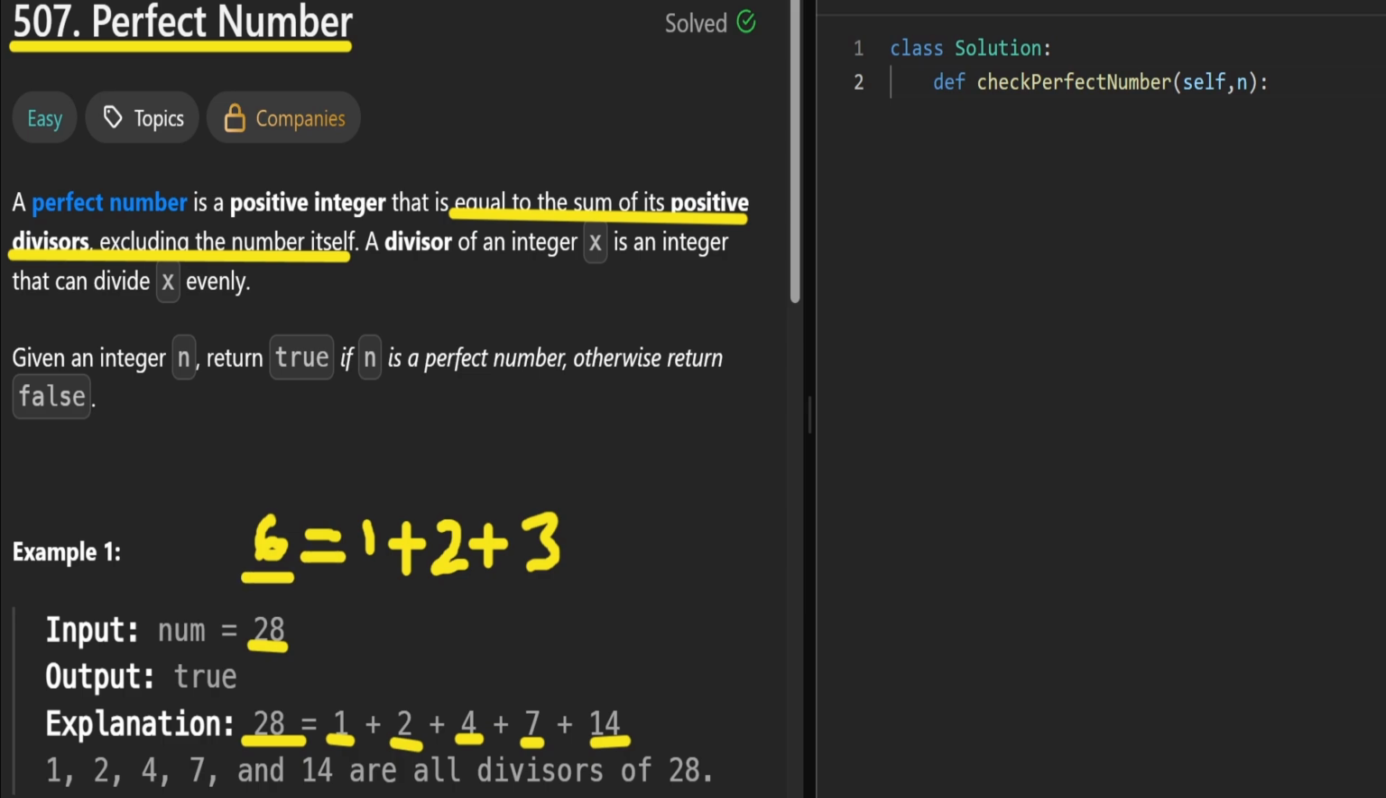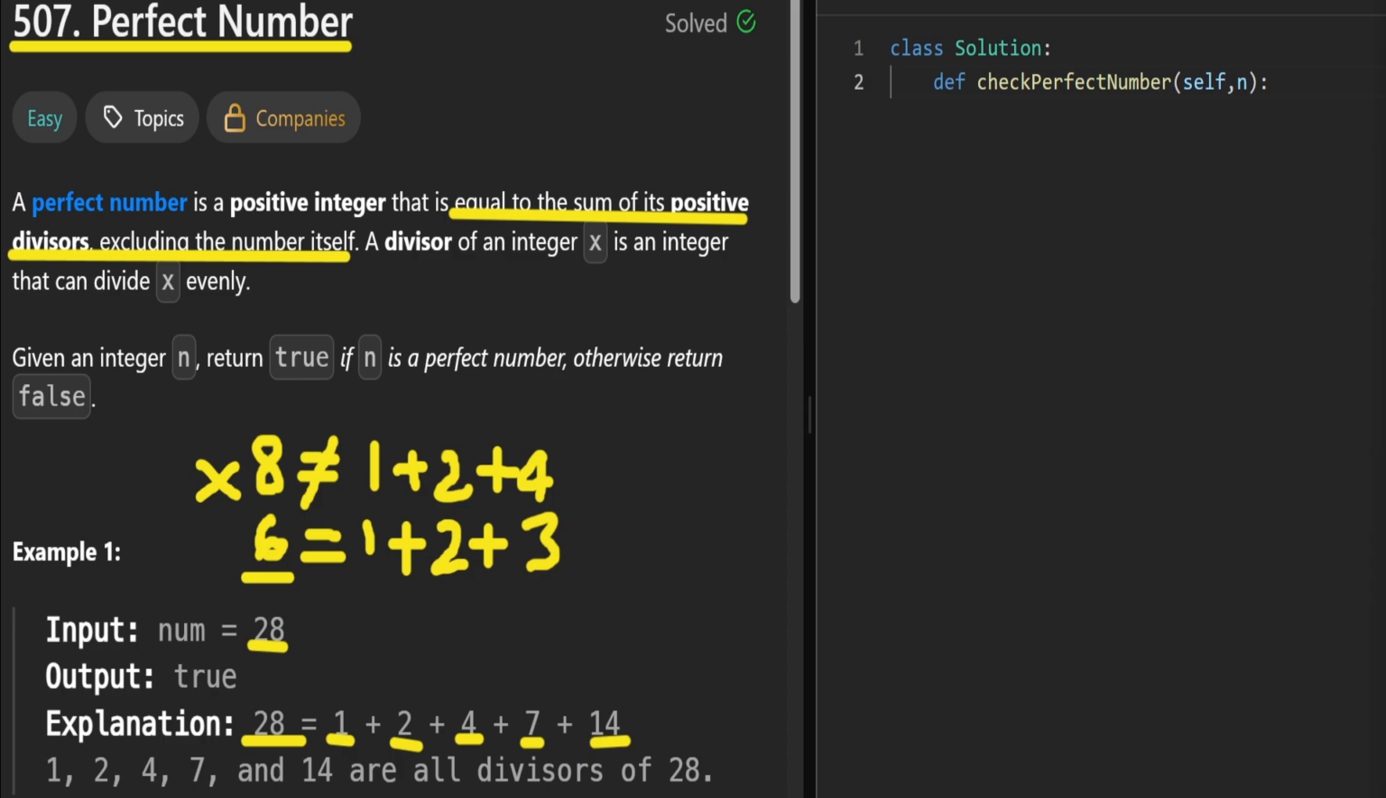What are the divisors of 8? 1, 2, 4. Sum of all divisors of 8 does not equal 8. So 8 is not a perfect number. So the rule is clear. We need to find all divisors of n except n itself. Sum them up and check if the sum equals n.